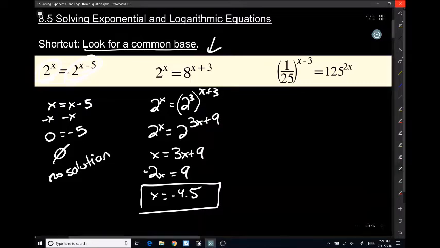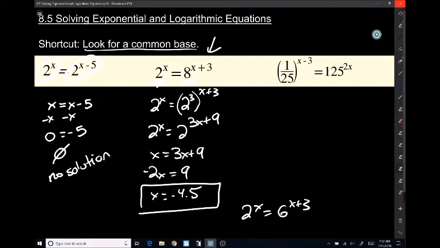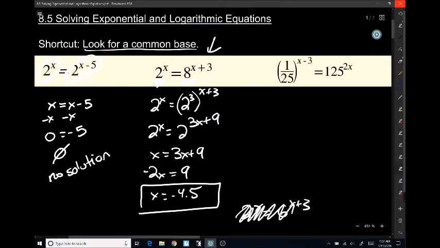Now, this only works if these are powers of the same base, not multiples of the same base. If I had 2 to the x equals 6 to the x plus 3, 6 isn't 2 to some clean power. It's 2 to some power, but not a clean power. This is only a shortcut if you have clean powers to work with, so I'm not going to try and do this one this way.